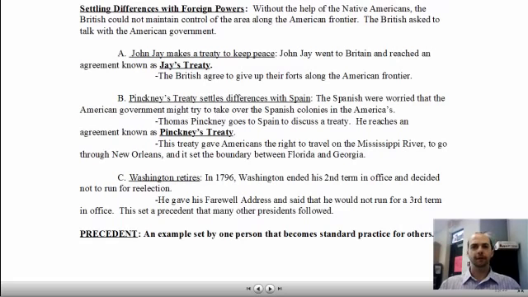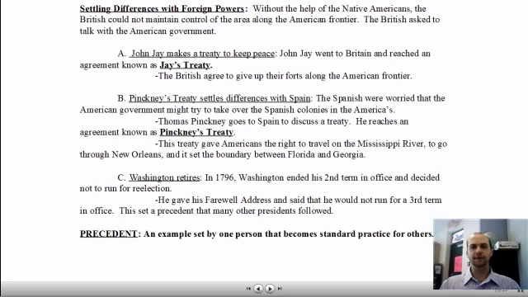And then America also was having trouble with Spain, and so Pinckney's Treaty was created and negotiated by Thomas Pinckney. He reached an agreement so that the Spanish and the Americans could use the Mississippi River to ship goods. And basically Spain was nervous. They were worried that the American government might try to take over Florida and out west along the Mississippi. And America was eyeing to do that. And so it gave Americans the right to travel the river and to go through New Orleans, and it set the boundary between Florida and Georgia, where it was at that point.